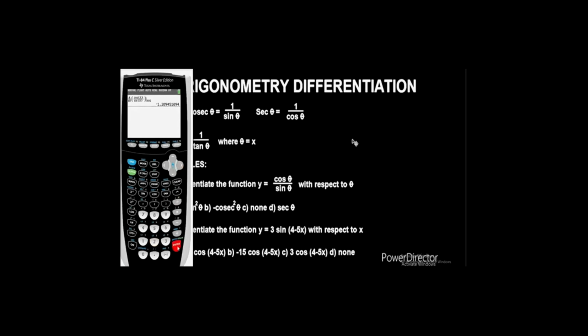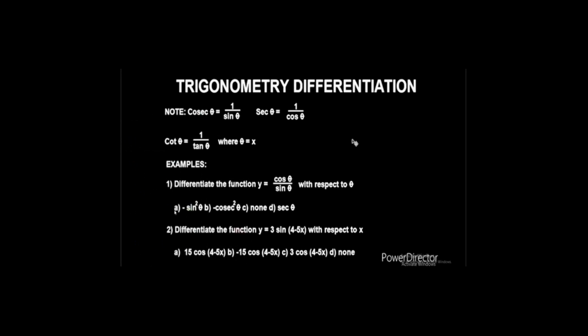So we have minus 1.209. Right now we're going to simplify the options. Any one that gives us minus 1.209 will basically be the answer to this question. It's as simple as that, guys. So let's begin with option A.